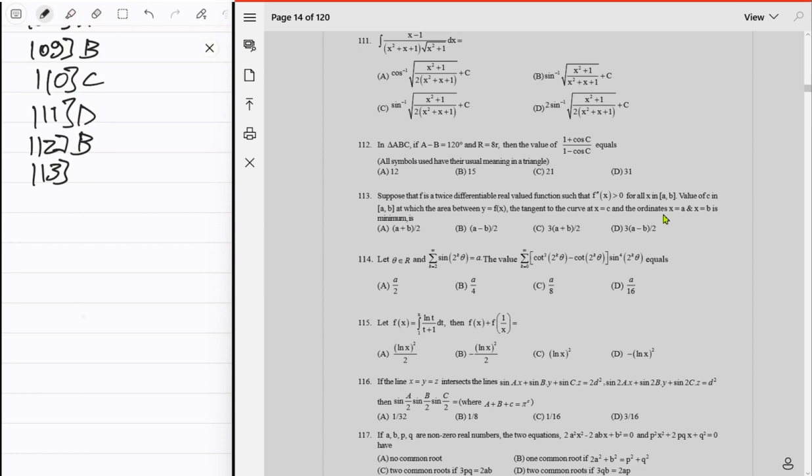Wait, f double dash is always positive, you are saying? Okay, so maybe some function like this, with a and b. Here this is the tangent, so you're saying the area between the tangent, the curve, and these ordinates, so this area, is minimum. So we need the c where this thing is minimum. Okay, this is kind of weird, but whatever.